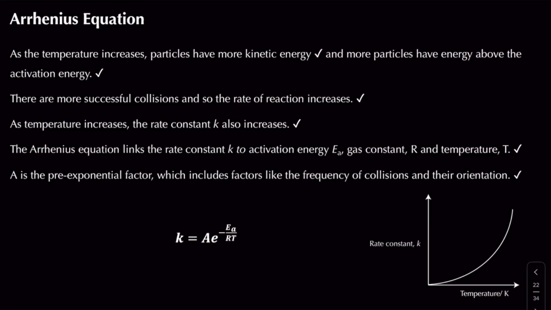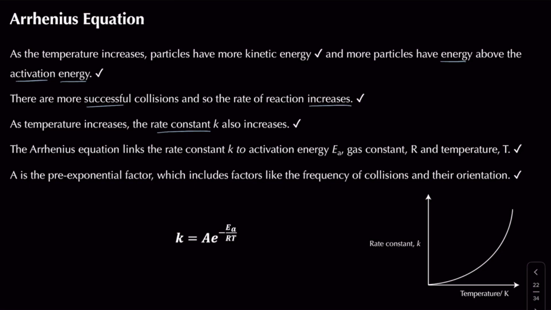Starting off, we've come across reaction rates already, and we've said that as temperature increases, our particles overall have more kinetic energy, and we end up with more particles having energy above the activation energy itself. This leads to more successful collisions, and so the rate of reaction is going to increase. As temperature increases, the rate constant K is also going to increase as well. You can see over here, I've got it on this graph.